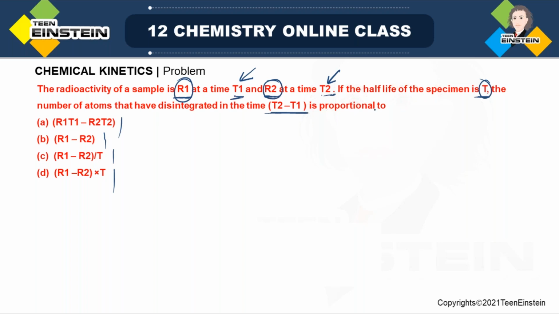Now when we say proportional to, it means that A is equal to K times B. That means if K is a constant, A is proportional to B. Okay, so we have to find this type of relationship. In the time interval T2 minus T1, the number of atoms that have disintegrated is proportional to which of these terms.